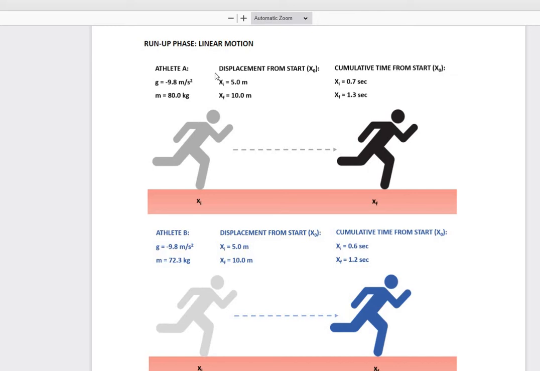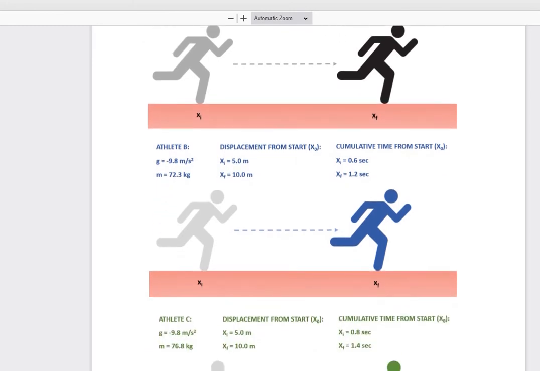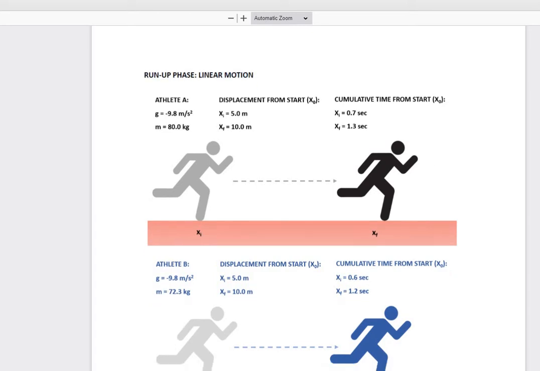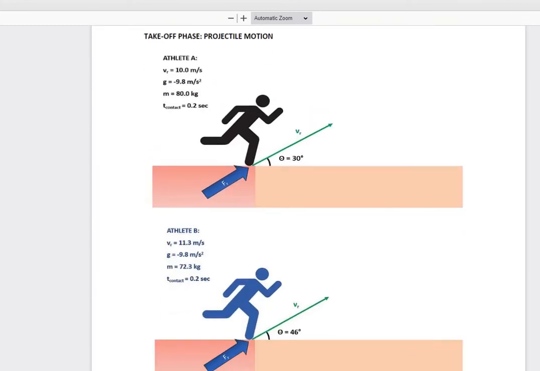So you are given some basic data for each individual. So you're given the same information, or obviously the values are different. So this is the run-up phase here, and I've even indicated here this will require you to do linear motion calculations. The second phase is the projectile motion phase.